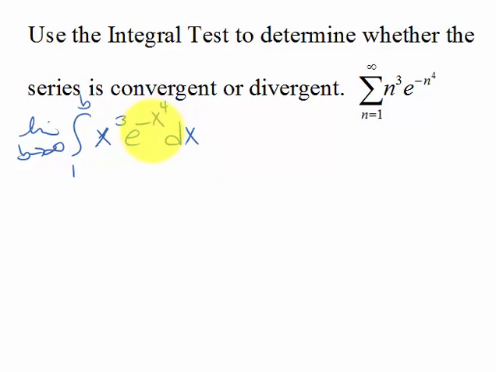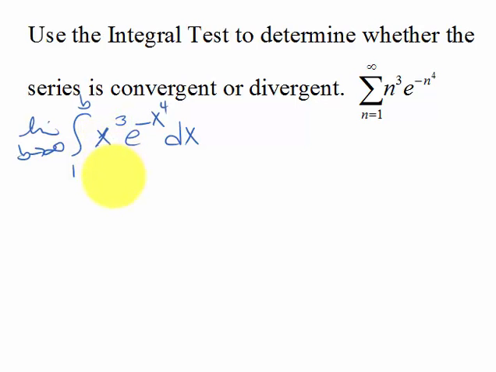Now requirements are this needs to be continuous. We can see it is. It needs to be positive, and we can see this is always positive, and it needs to be decreasing. Because we have this product, exponentials will dominate over polynomials, and so this is going to be going to 0 faster than this one's going to be going to infinity.